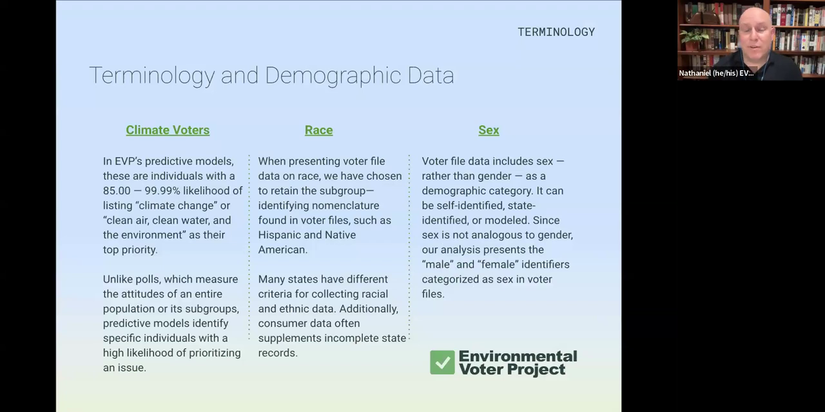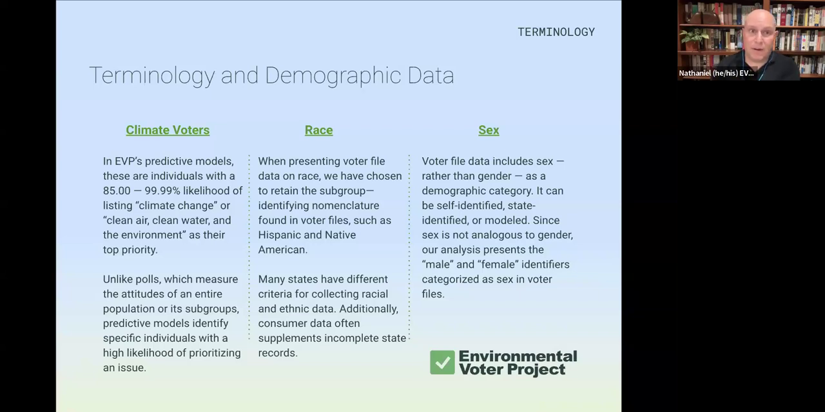When I am going to be referencing climate voters or environmental voters, what that means in this context is these are people who don't just care about climate and the environment, but are very, very likely to list it as their #1 priority over all other issues. And what I mean by very, very likely is in our predictive models, they have at least an 85% likelihood of, again, not just caring about climate, but literally listing it as their #1 priority. When we use race and ethnicity terminology, we are using the terminology that is in Target Smart voter files.